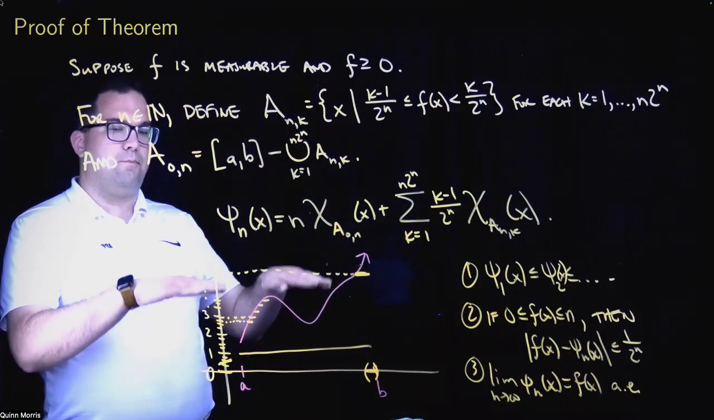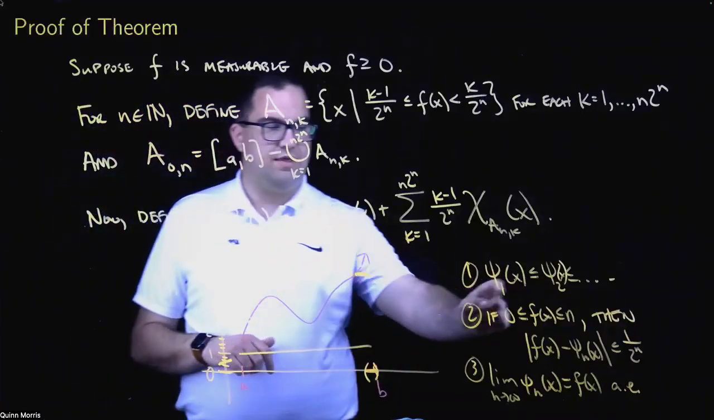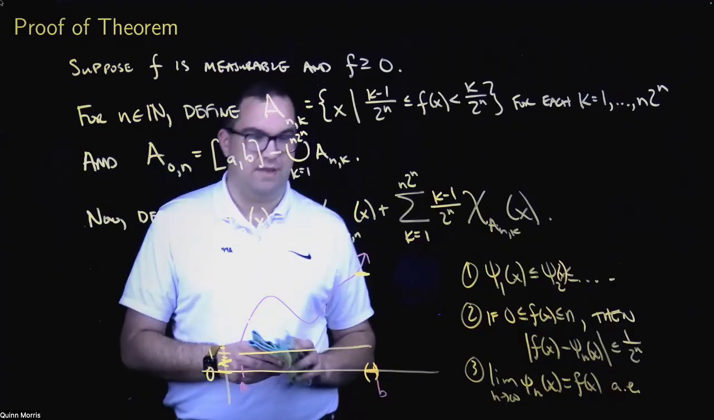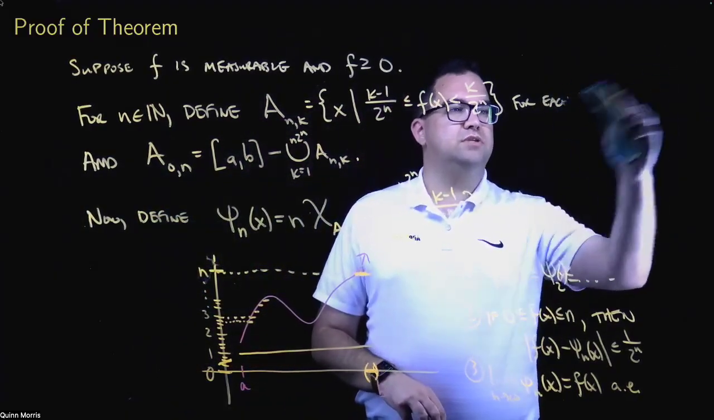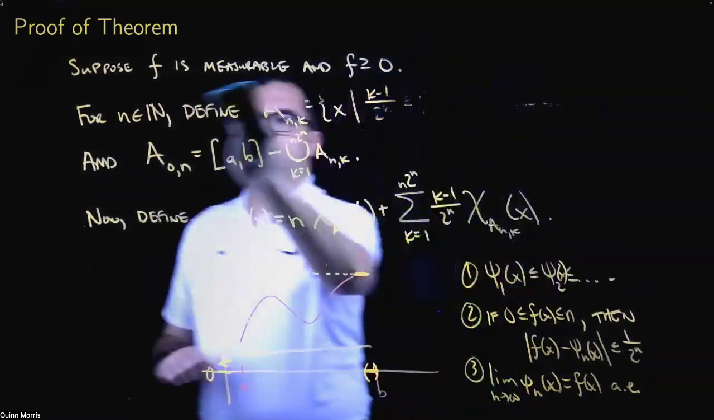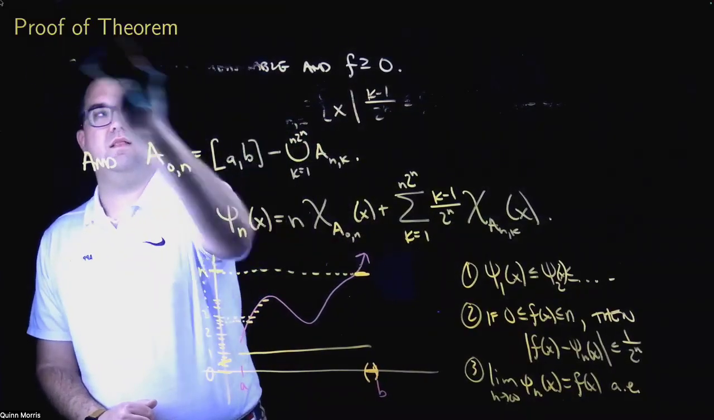So this is the idea of the proof. You build these approximating simple functions, and then you show that those simple functions actually do converge almost everywhere to f(x). So that concludes our discussion for this video. And with these properties of measurable functions at hand, we are now ready to define the Lebesgue integral.